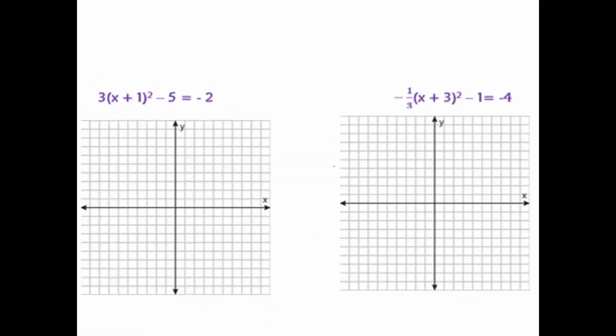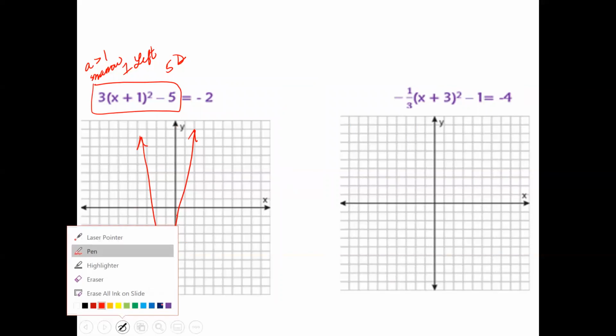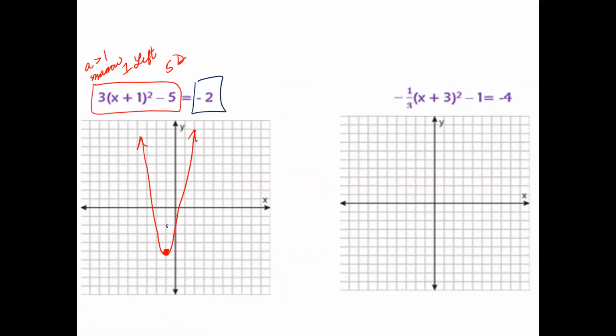Okay, second to last one, you guys. So for this one, we're going to graph this first part, 5 down, 1 to the left. And since A is greater than 1, it's going to be a narrow parabola. So 1, 2, 3, 4, 5, 1 to the left, narrow parabola. Then let's go ahead and graph this one, y equals -2. And the points where they're connecting right here, the first point is -2, -2. The second point is going to be at 0, -2. Now you try.